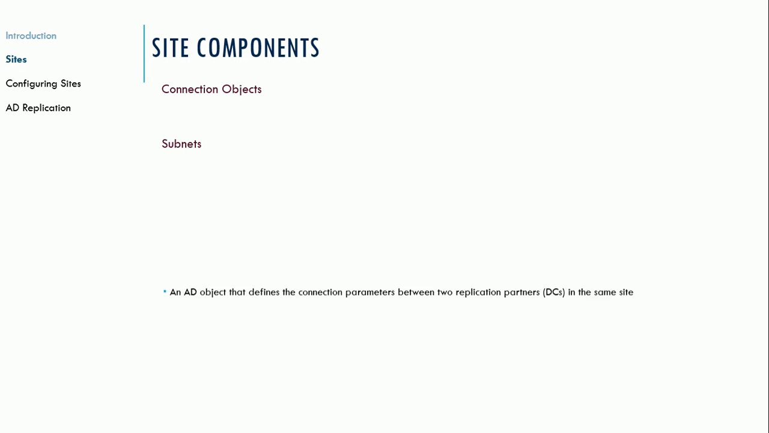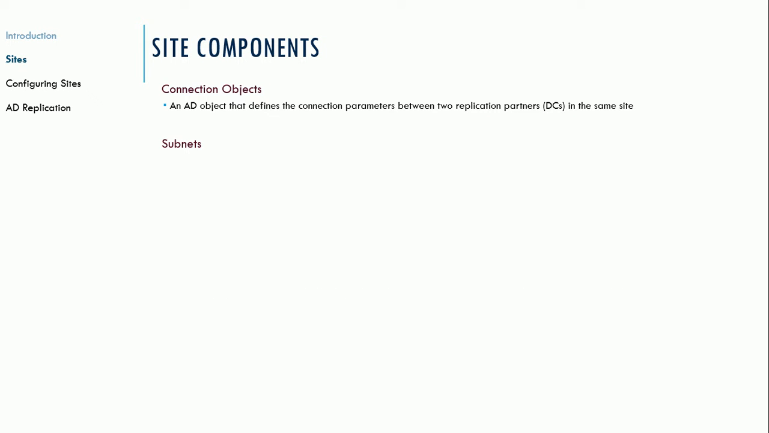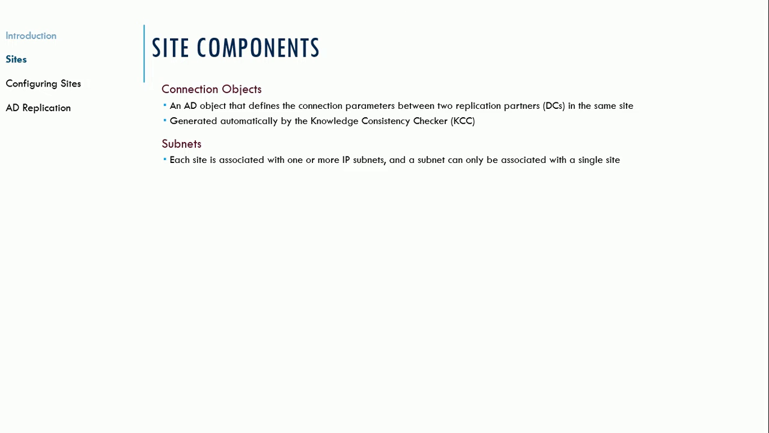Some of the components in a site: you have connection objects, which is an Active Directory object that defines the connection parameters between two site replication partners or domain controllers in the same site. They're generated automatically by the Knowledge Consistency Checker. And then subnets: each site is associated with one or more IP subnets, and a subnet can be associated with a single site. So basically when you configure sites, you define a subnet and you assign it to a site in Active Directory.